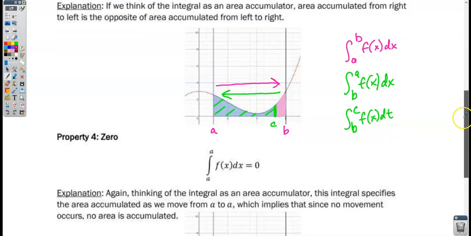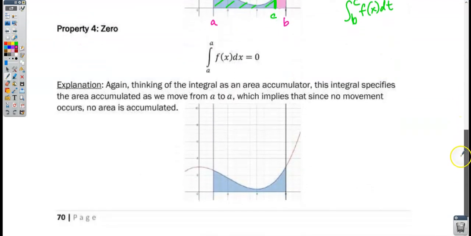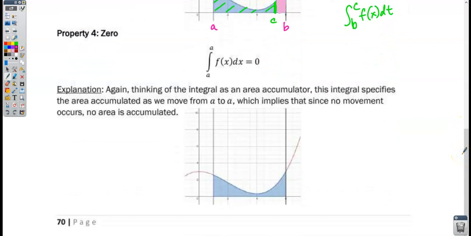Next property, the zero property. The integral from a to a of f of x dx is equal to 0. Again, if we're thinking about this as an area accumulator, imagine that my a value is right here. The area that's accumulated as I move from a to a, there is no area because there's no movement that occurs from one spot to another underneath the curve. It's just this slice, and there's no area accumulated as I move to the right endpoint of the interval.